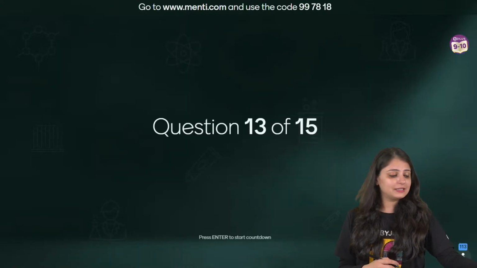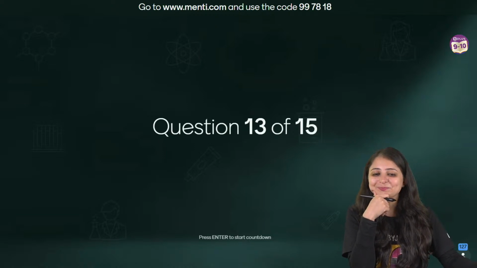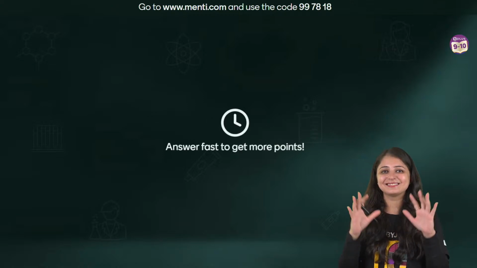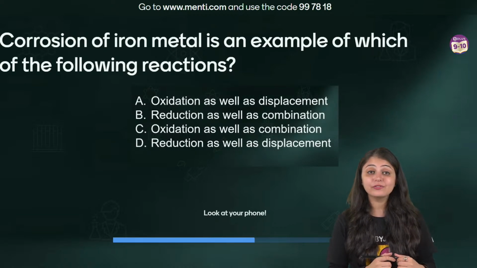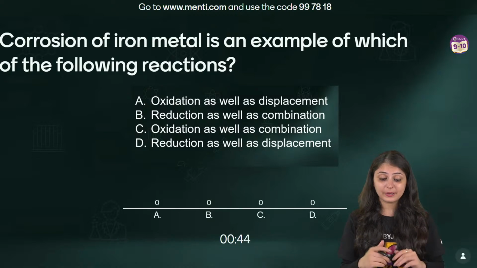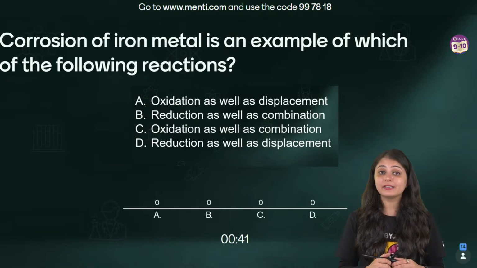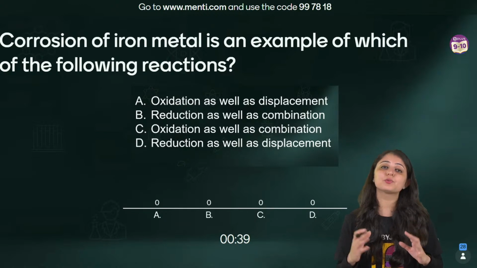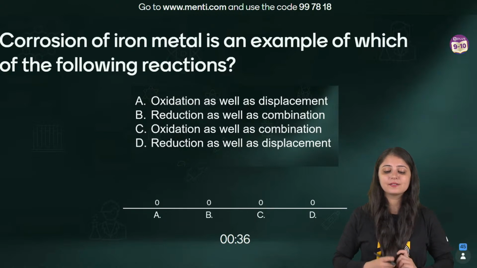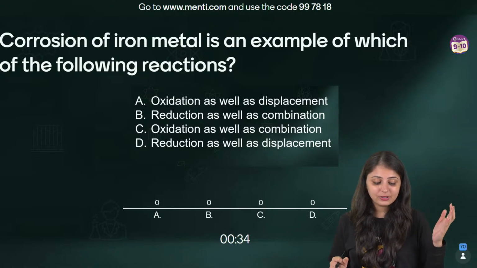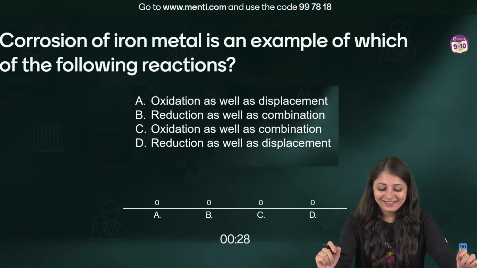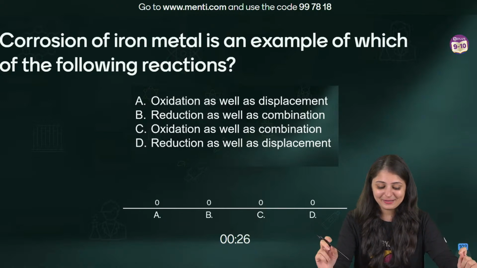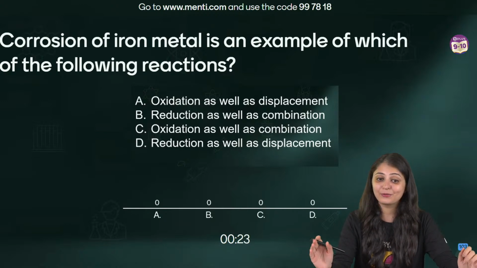Question number 13. कितने रह गए? 3 questions. कुछ भी हो सकता है इन 3 questions में. All right. No silly mistake. And now attempt this question. Corrosion of iron metal, that means you're talking about rusting, is an example of which of the following reactions? If you think you've mastered the type, you'll be able to answer this one. Oxidation as well as displacement, reduction and combination, oxidation and combination, reduction and displacement. मतलब rusting of iron में 2 types of reactions are taking place. You have to identify both.